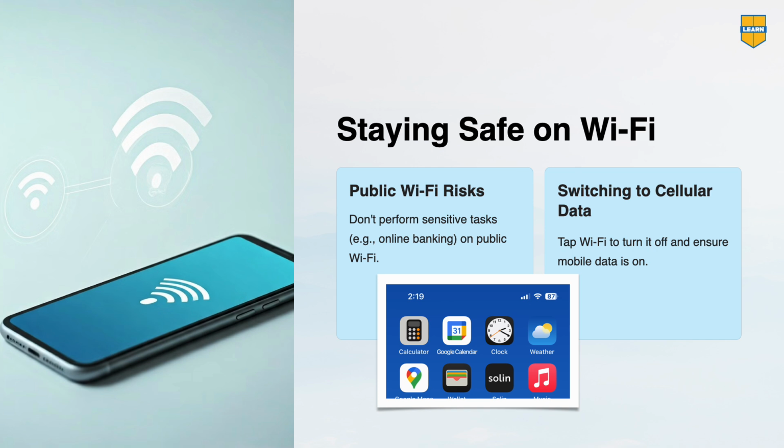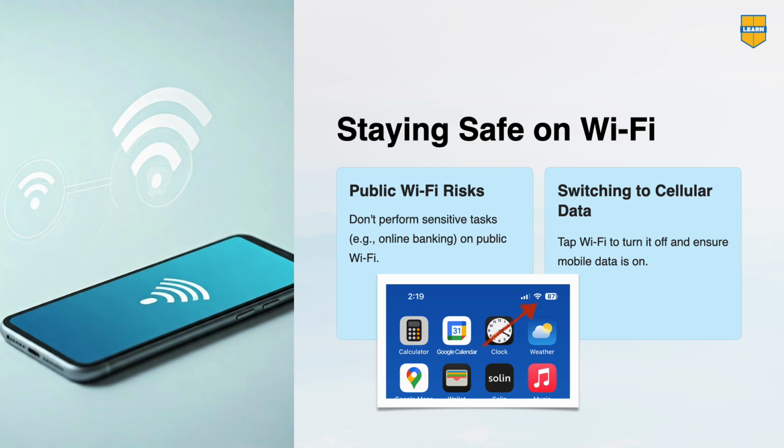Staying safe on Wi-Fi. Public Wi-Fi has some risks, so don't perform sensitive tasks, such as online banking, on public Wi-Fi. And you can switch to cellular data instead. You can tap Wi-Fi and turn it off in your settings to ensure that your mobile data is on.